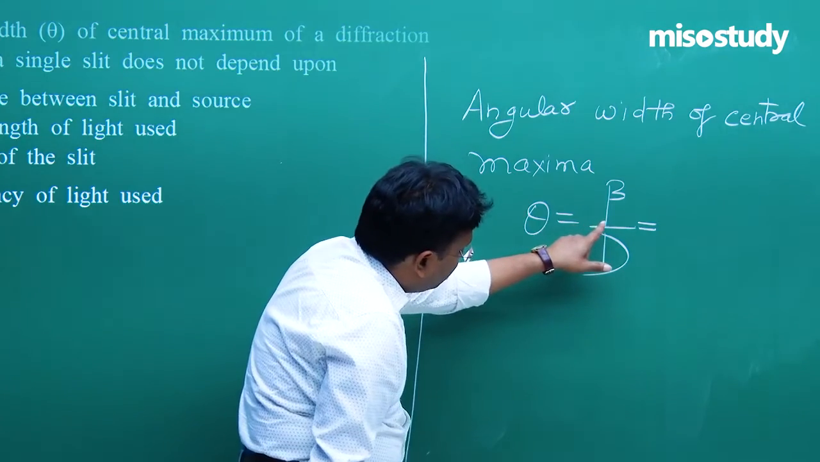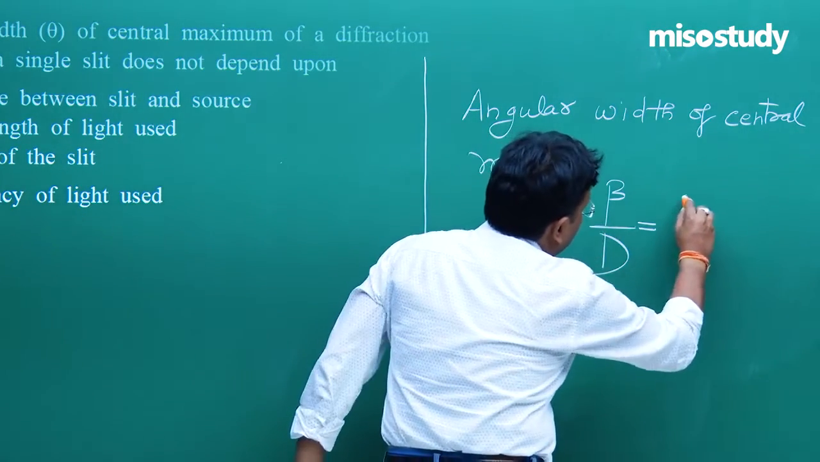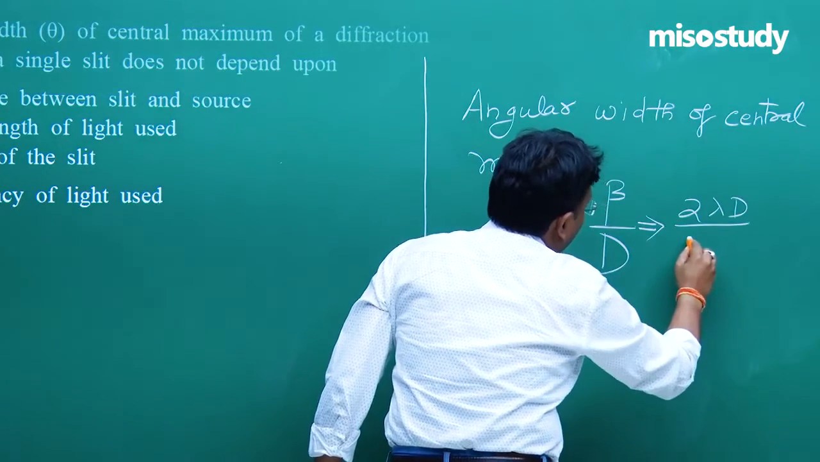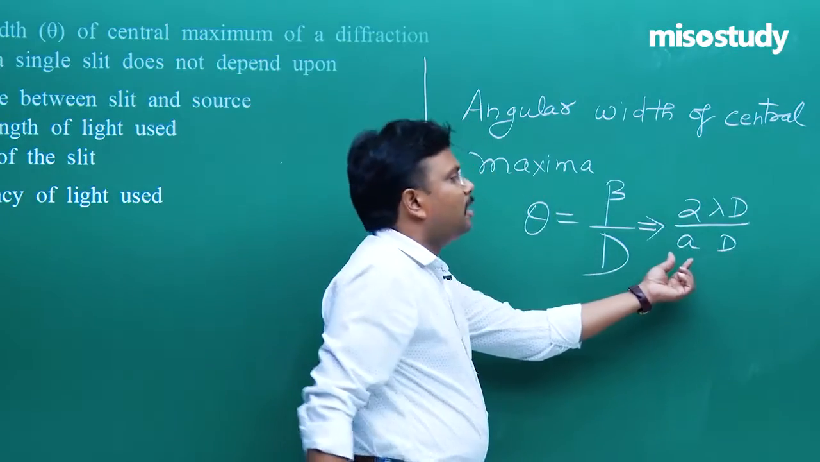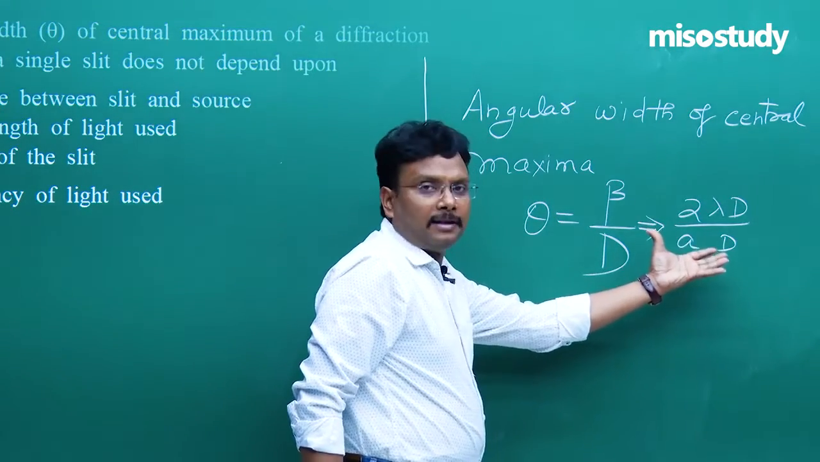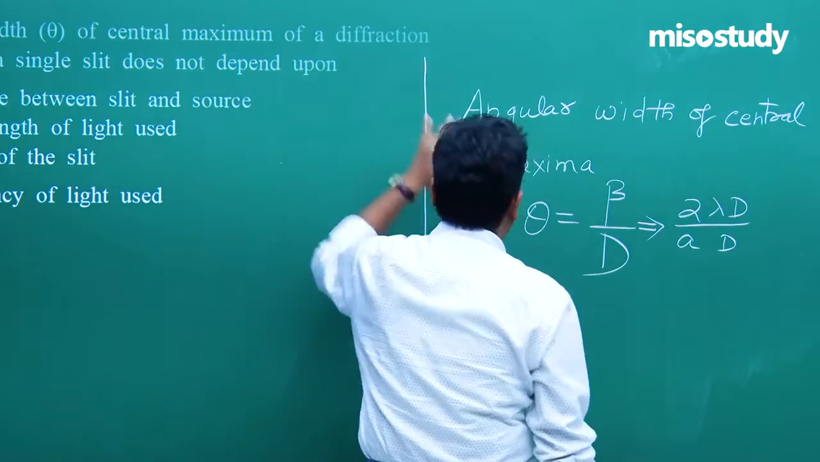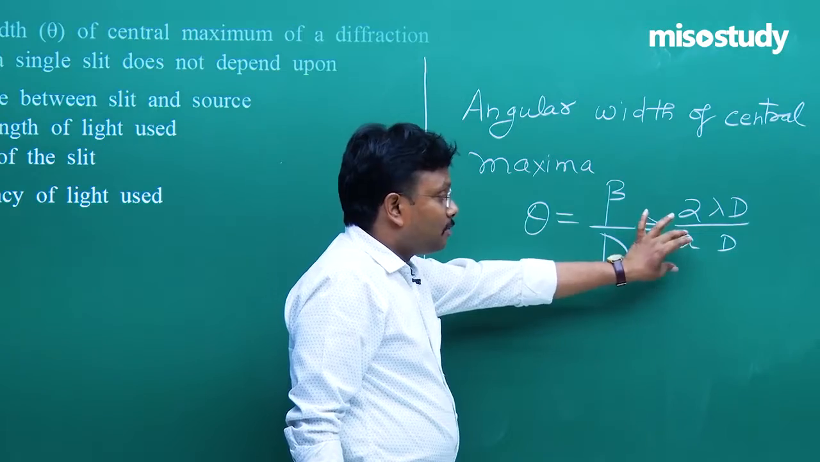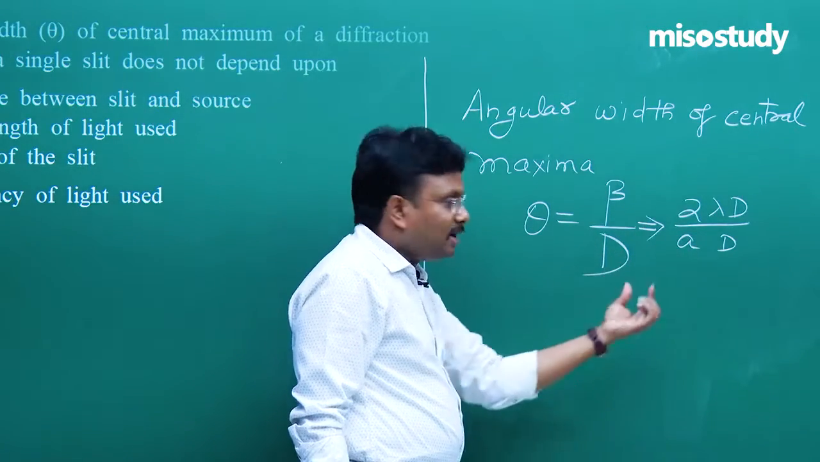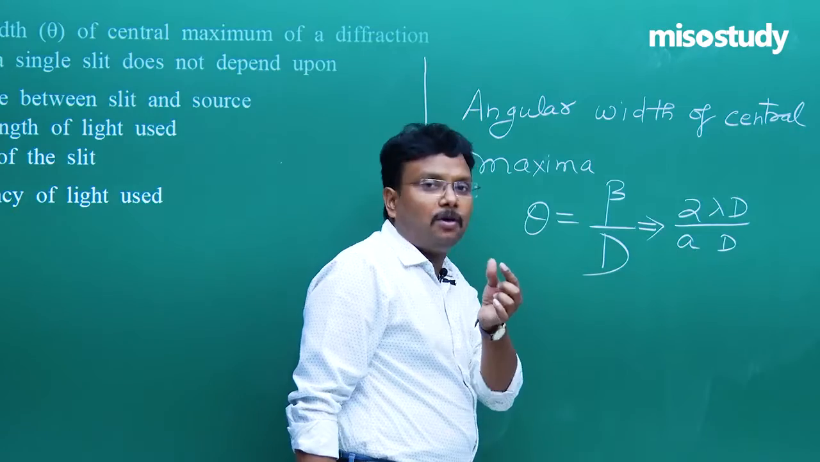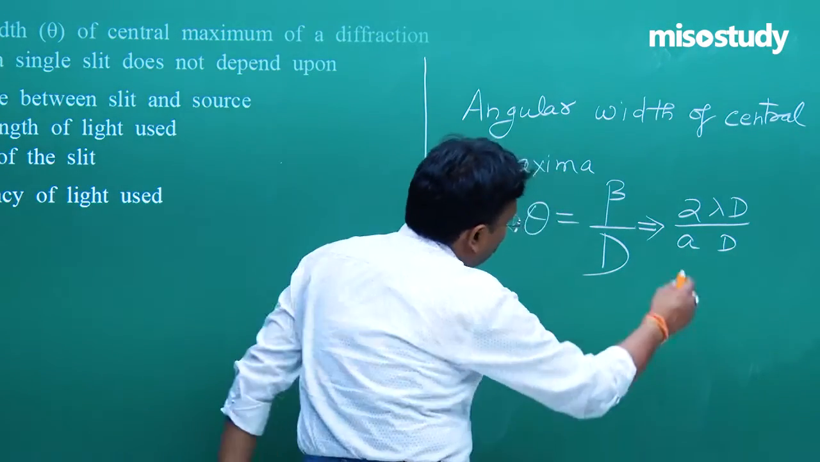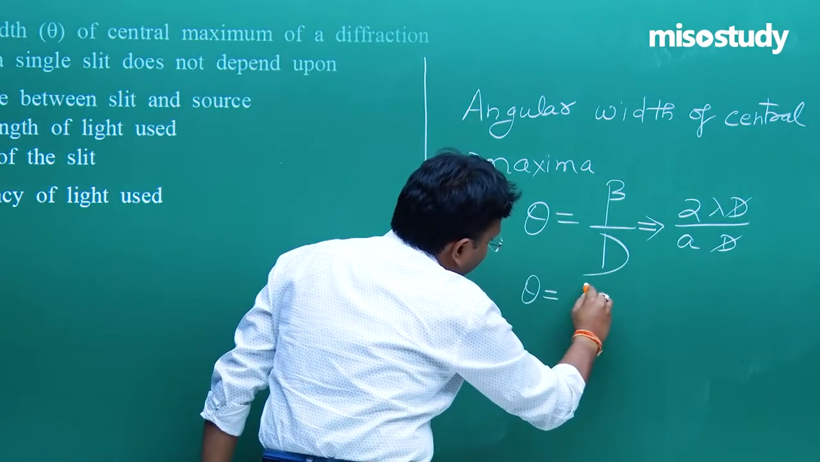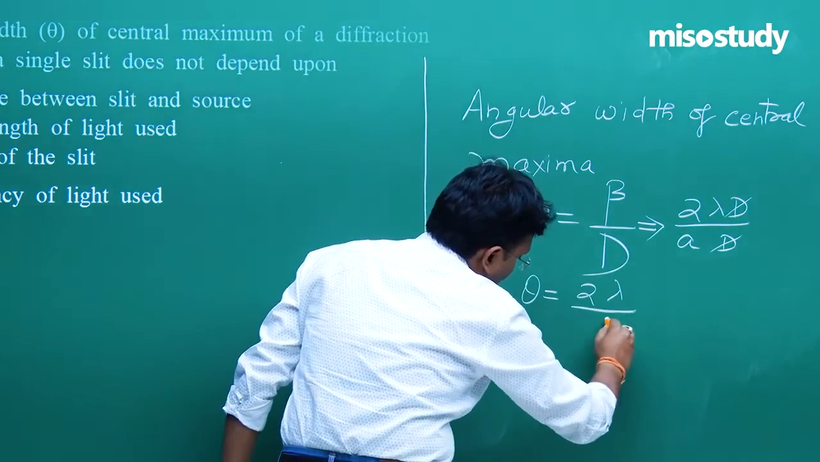Okay. So let's put the value of this, that is 2 lambda D upon d, small d, capital D, because it is the diffraction phenomenon. So rather than using slit spacing small d, because it is mentioned it's a single slit, we use the slit width of the single slit, small a. Obviously D and D cancel, so theta is equal to 2 lambda upon a.